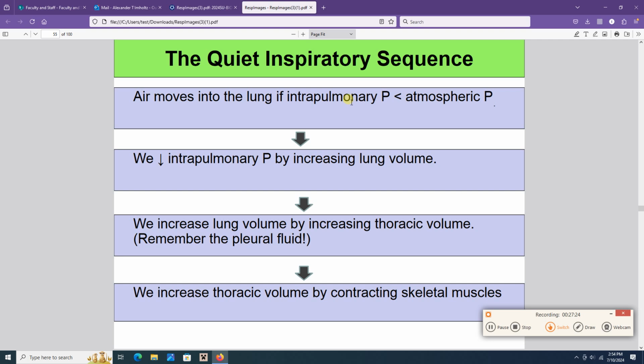So what happens when we're breathing quietly? Well, in order for air to move in, we need intrapulmonary pressure to be lower than atmospheric pressure. We're going to achieve this by decreasing intrapulmonary pressure by increasing lung volume. We increase lung volume by increasing thoracic volume. Remember that pleural fluid? We increase thoracic volume by contracting skeletal muscles. So think about it. Your diaphragm contracts, your thorax gets bigger, your lungs get bigger. Because your lungs get bigger, their pressure goes down. It's now lower than atmospheric, and air rushes in. That is our quiet inspiratory sequence.